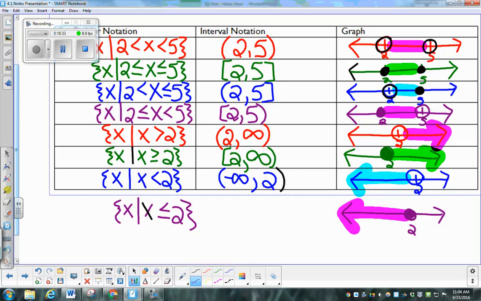And then for our interval notation, it starts at negative infinity because x goes all the way down, down, down, down, down. The highest x can be is 2. And since x hits 2, we put a bracket on the 2 to show that x can equal 2.